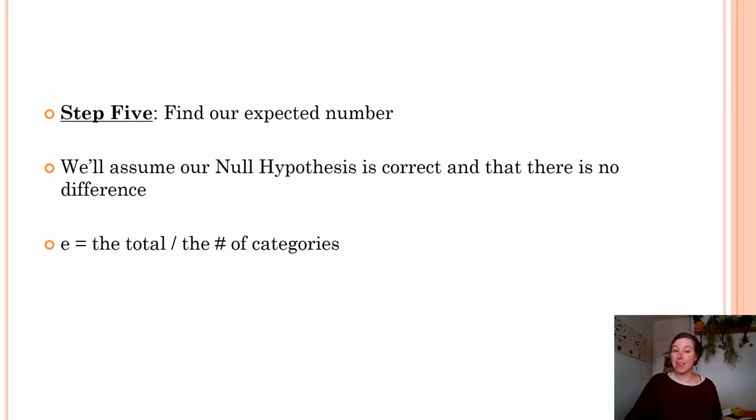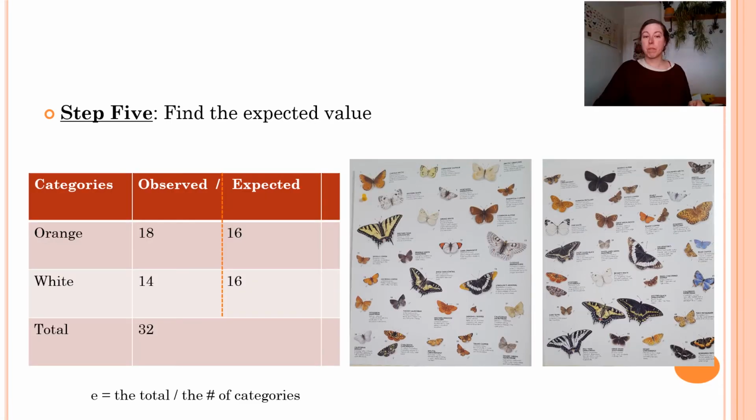Now we need to find those expected numbers. The calculation for this is the total divided by the number of categories. This is because we're assuming our null hypothesis is correct. We made a null hypothesis. There is no difference. Everything is the same. That is the baseline assumption in biology. We're trying to prove that something is interesting, that something is different. So if everything is the same, if there is no difference, our expected is that the number of butterflies is divided evenly between the colors. So our total divided by the number of categories.